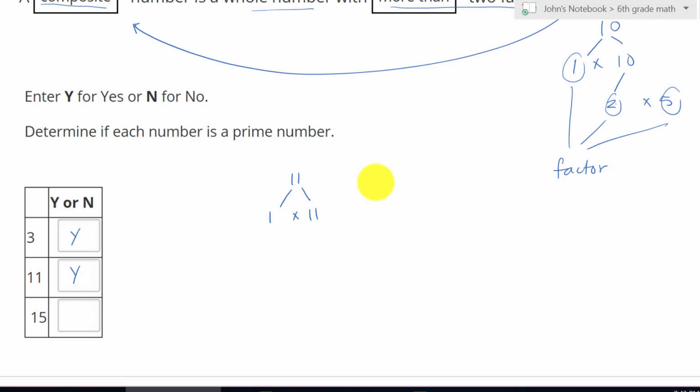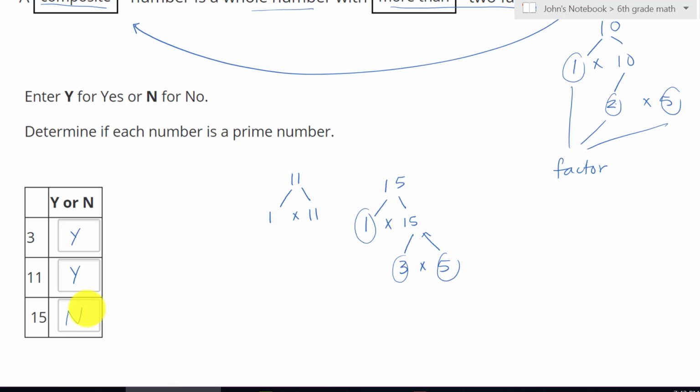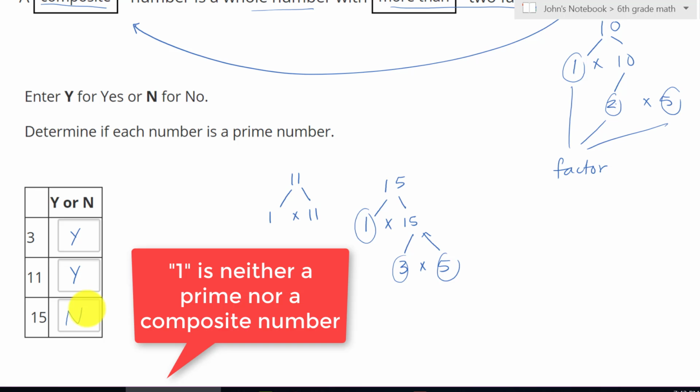What about 15? Well, look at 15. We have 15 is equal to the factor of 1 times 15 itself. So that's the definition of prime number. But wait a minute. We also know that 3 times 5 is also equal to 15. So here we have the factors 1, 3, 5. All of these right here are factors of 15. So therefore, this cannot be a prime number. So this is no. And that is how you determine if a number is a prime number or a composite number.